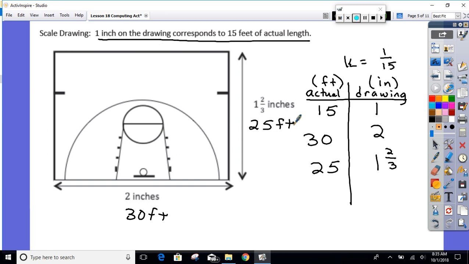1/180. There are 12 inches in a foot. If we take 15 times 12, we get 180. So now when we do y over x, it's 1/180. So the scale factor is 1/180. Using the actual scale factor gives us a better idea of comparing the drawing to the original.